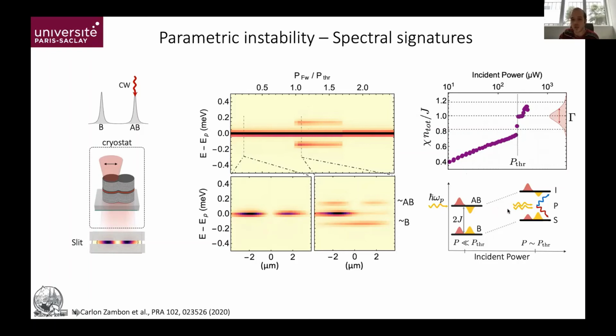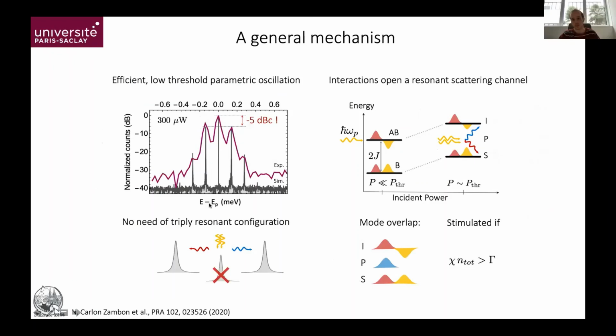And at threshold, what we have is that the pump sits in the middle of the two nonlinear bonding and antibonding modes, and thus we'll be able to scatter resonantly into the signal and idler. So to summarize, we can build an efficient and low threshold parametric oscillation, because the threshold power here was just 300 microwatt, more or less, with nearly identical contrasted sideband.